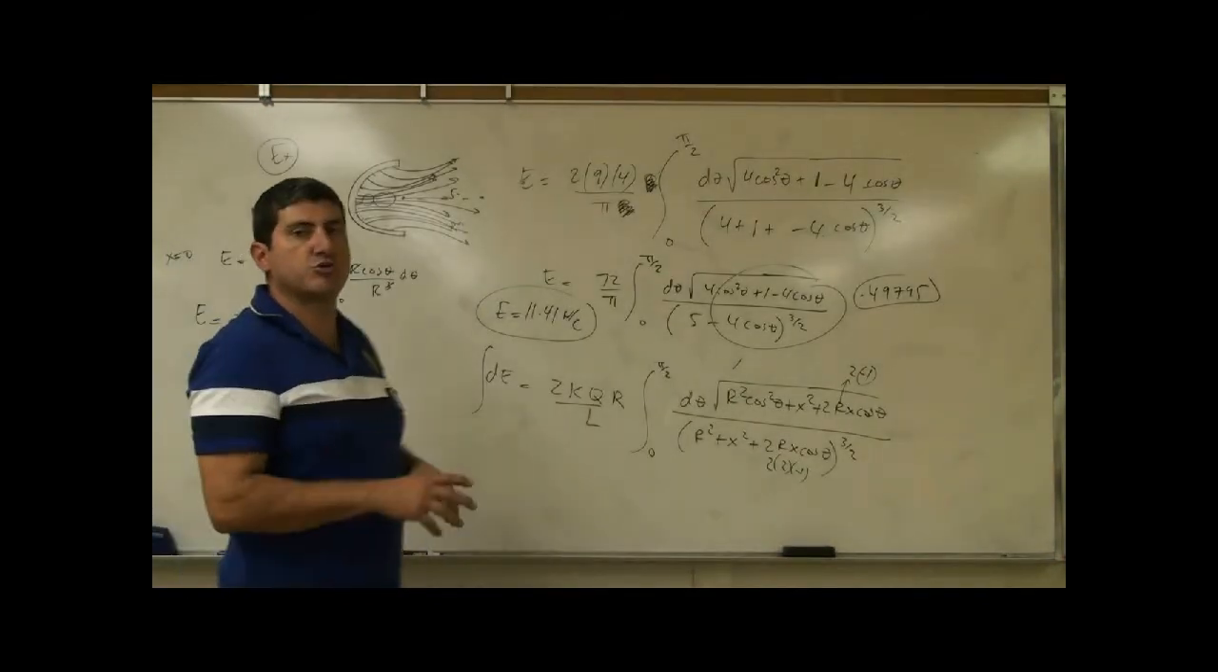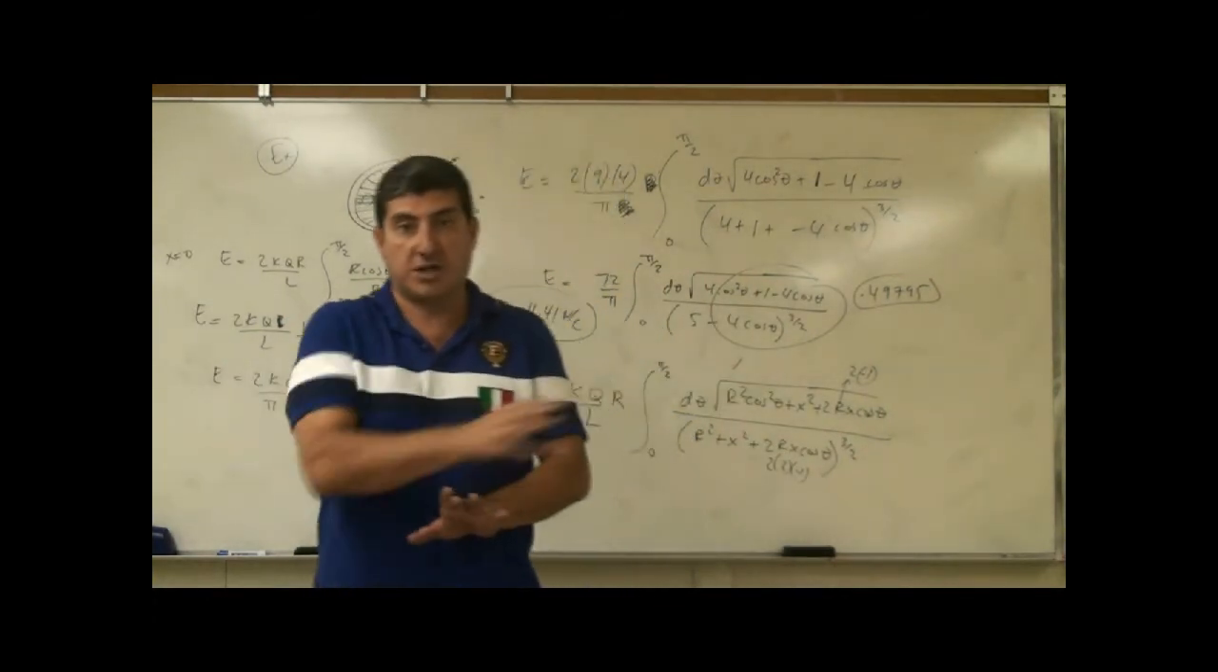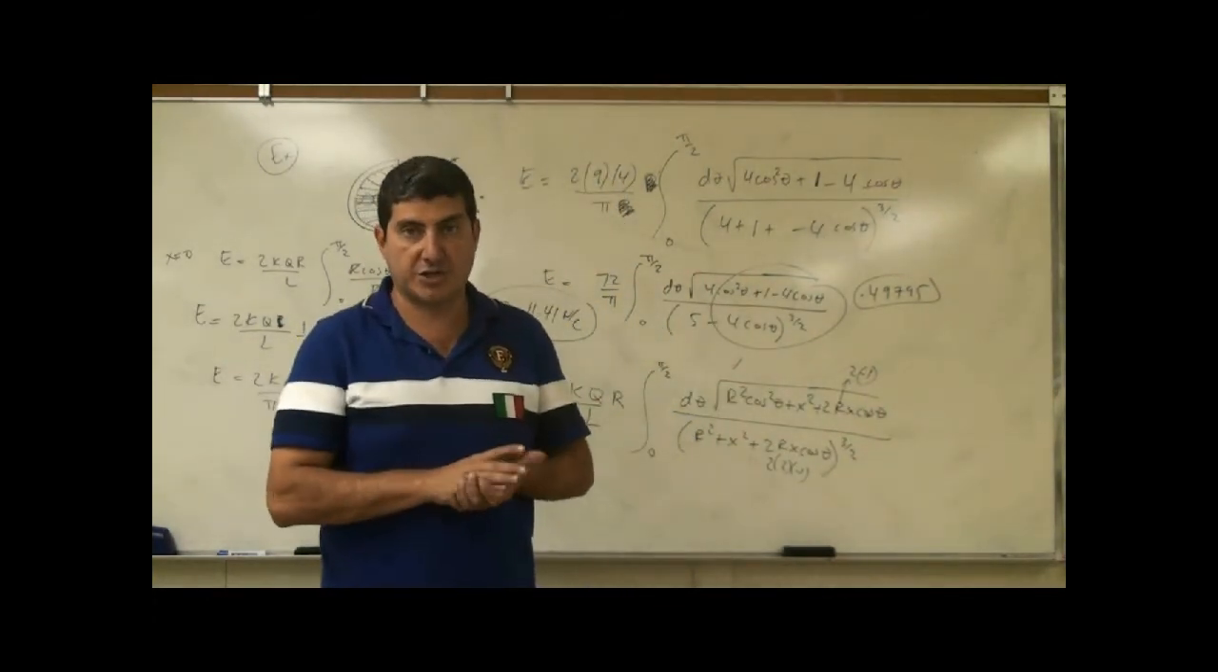So now you can see how to find the electric field strength pretty much anywhere along the center axial line of the semicircular rod, okay?